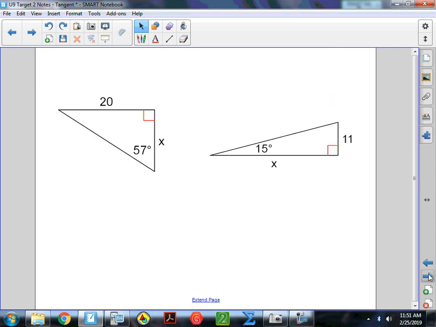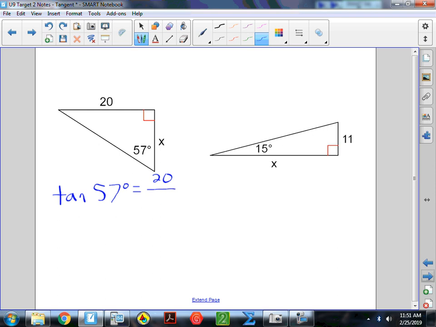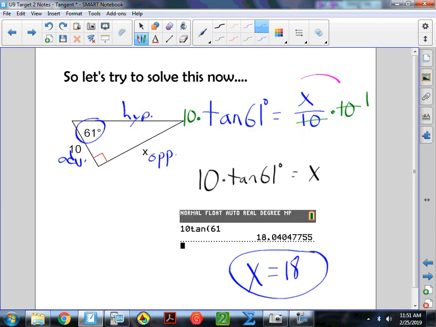All right, both of these examples, as the last two examples for target 2, are set up where the x winds up on the bottom of the equation. So for this first one, tangent of 57 degrees is equal to the opposite side 20 over the adjacent x. In the equation on the right, I have tangent of 15 degrees is equal to the opposite side 11 over the adjacent side next to it x. When x is on the bottom of the equation, we need to solve it differently than when x is on the top. When x was on the top, what we did was multiply by that denominator, 10, to get the x by itself.